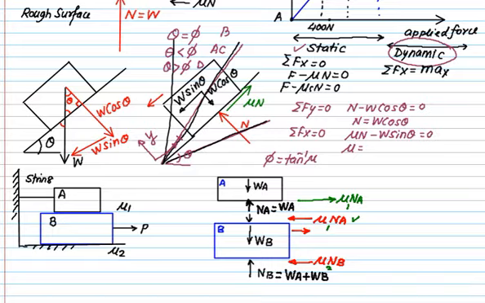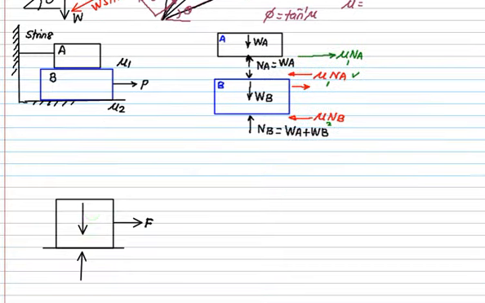Okay, let's consider one block, and this is a very heavy block. It has a normal reaction N, and the normal reaction N right now is W.